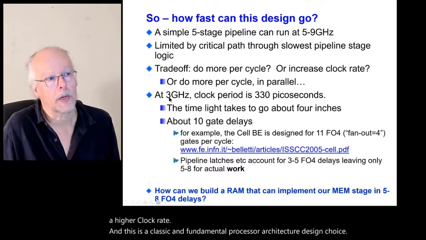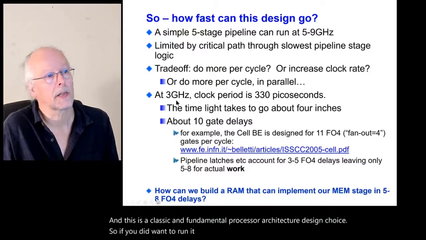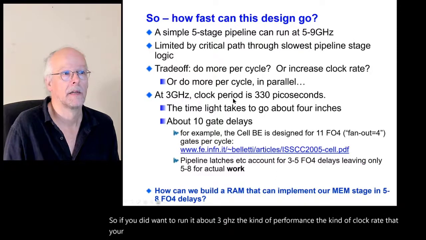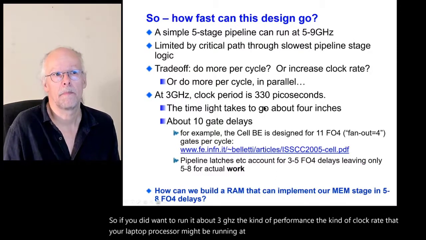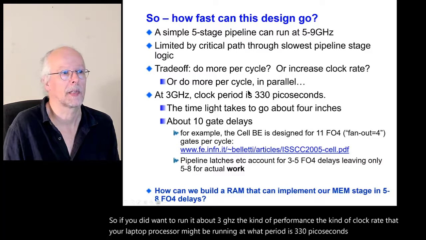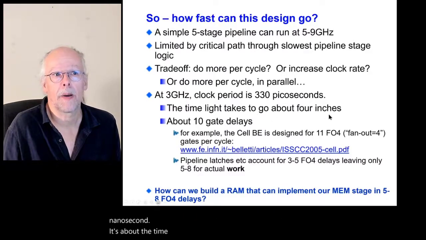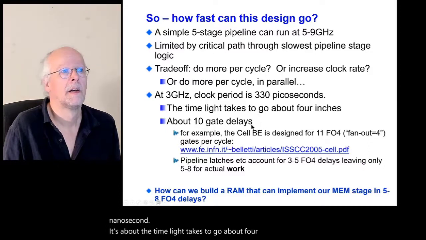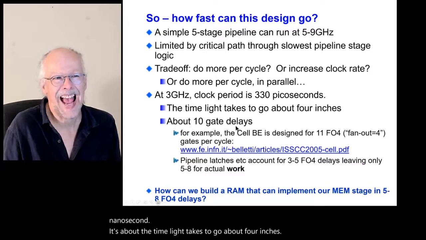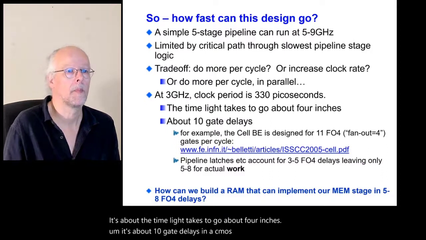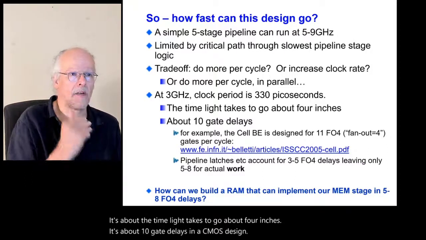So if you did want to run at about 3 gigahertz, the kind of clock rate that your laptop processor might be running at, the clock period is 330 picoseconds. It's about 1/3 of a nanosecond. It's about the time light takes to go about 4 inches. It's about 10 gate delays in a CMOS fabrication process.